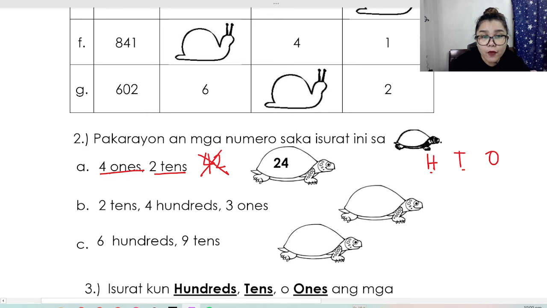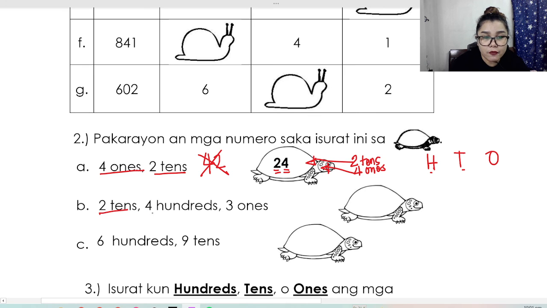So, ones. For ones, ibig sabihin, andito siya. Pinaka-right. And then next is 2 tens. So, that's why 4 ones and 2 tens means 24. So, if you like to arrange it first, para hindi kayo malito, pwede ninyo isulat dito. So, anong una muna? 4 ones o 2 tens? Syempre, 2 tens, and then 4 ones. So, that's why we have 24.